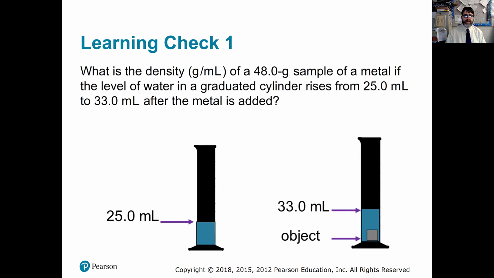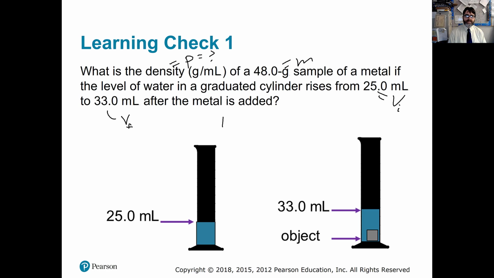So doing this one on our own here, we are asked to calculate the density of a 48 gram sample of metal if the initial volume is 25.0 and the final volume is 33 milliliters. So a couple ways you can handle that one. One is to just kind of do the subtraction in your head.